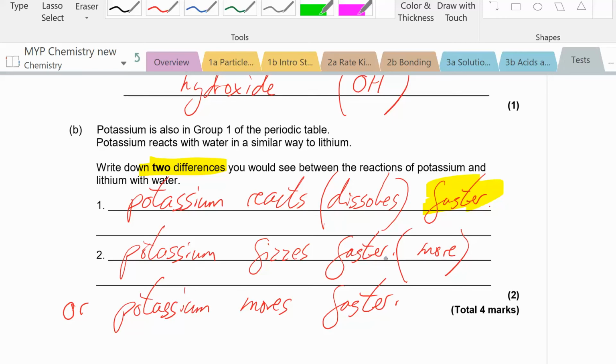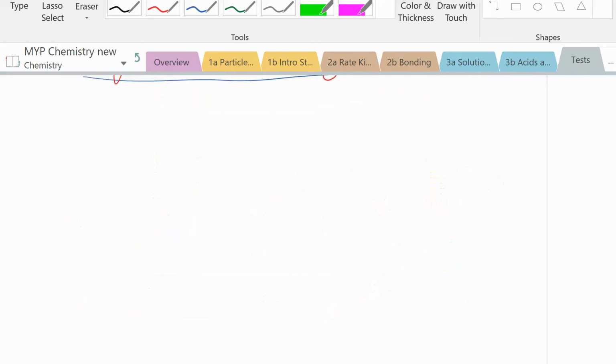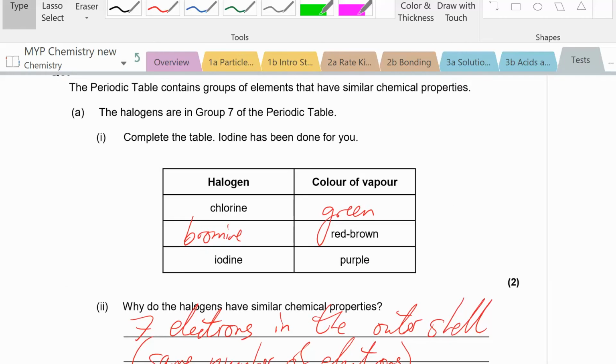Potassium fizzes faster, or more, and potassium moves faster. So everything about potassium is faster. Now, any one of those 3 would have been fine. You only needed 2 though. So I put this third one in place, in case you didn't get reacts faster or fizzes faster.